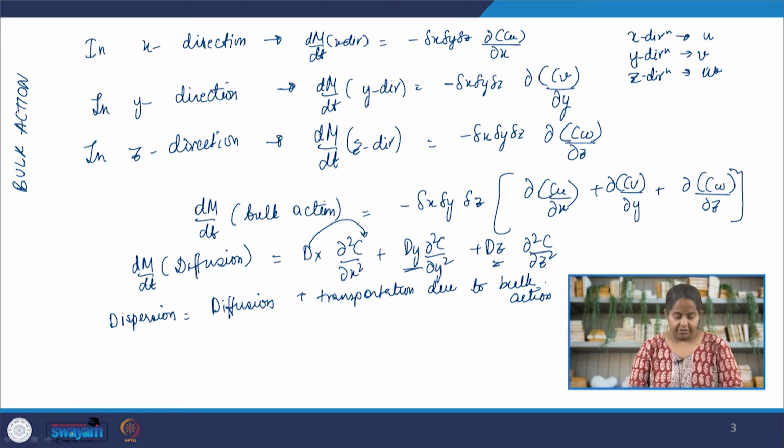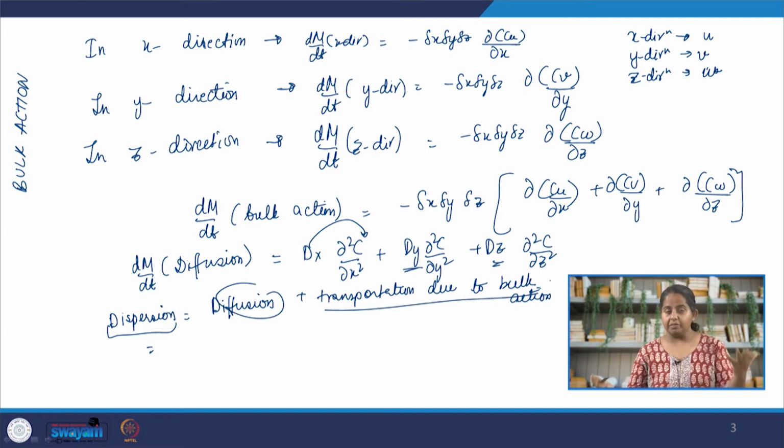Okay, so let us put this together. The net dispersion is basically transportation of your contaminant, and we know it is happening due to random molecular motion, which is diffusion, and due to bulk action. We are going to put them together. The net transportation of your contaminant is going to be given by the summation of these two.